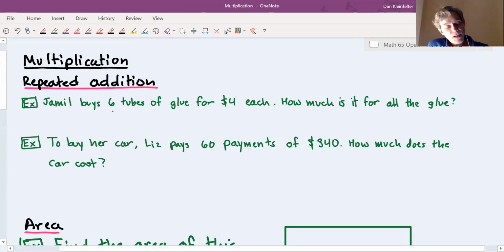As an example, Jamil buys 6 tubes of glue for $4 each, and we want to know how much it is for all the glue. Okay, so that means that we're going to add together 4s 6 times. So that's 6 times 4, or $24.